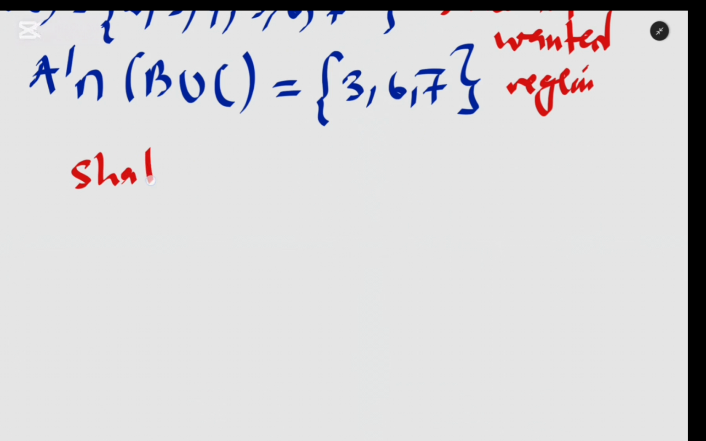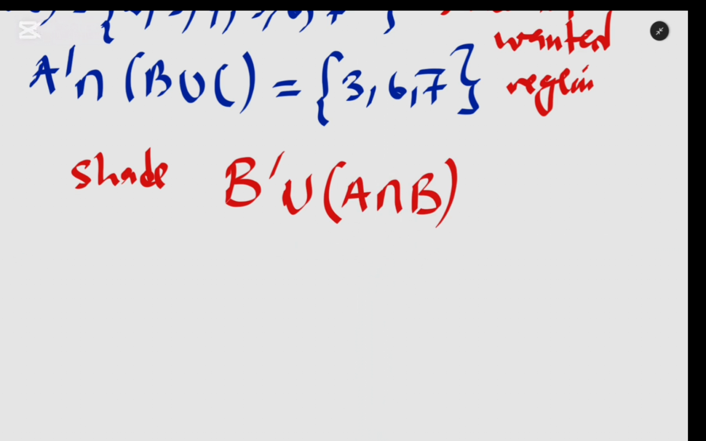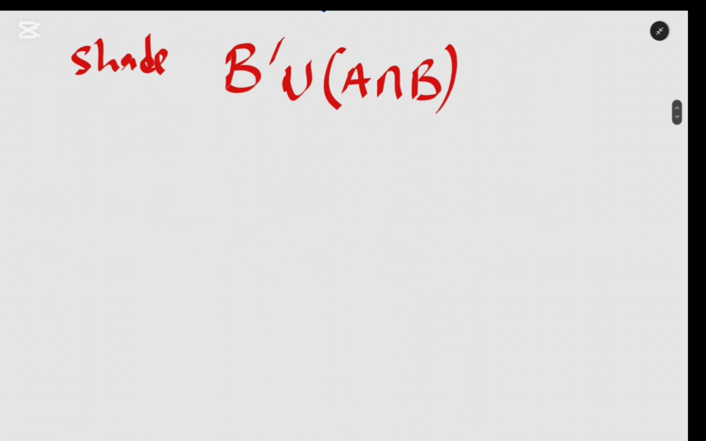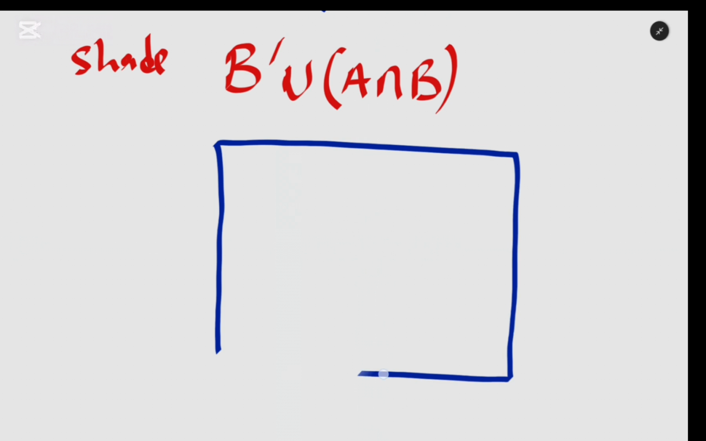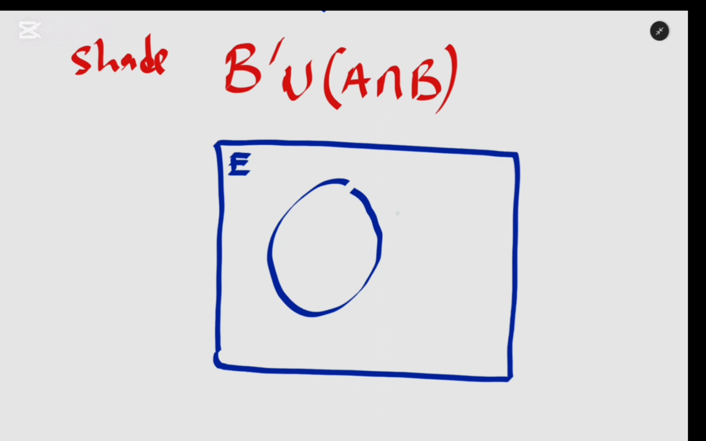Shade A union B intersection C. Okay, B complement. Let me put this time around B complement union A intersection B. Okay, now the same strategy applies. So let us come up with the Venn diagram and of course these sets inside. So this is the universal set, and of course we have the sets inside.